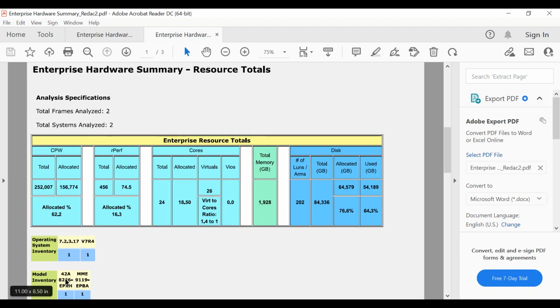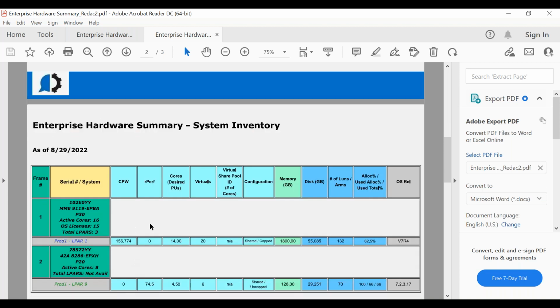We see there's 2 different machines, right? Now this is a Power 8, right? And this is an MME. So they're 2 different machines, 2 different operating systems. And if you come down here, one of the things I want to show you, we create a list here of these 2 machines. You can see that this MME, which was the IBM i, had 16 active cores. They have 15 IBM i licenses. There are 3 total LPARs in this machine, and I'm only going to show you one today just for the sake of time.